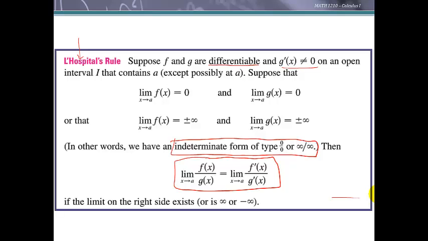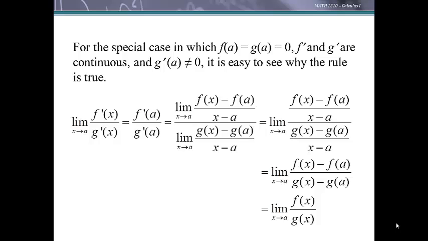All right, let's just look at that for a minute. So if we meet our conditions, our differentiable function and so forth, and our indeterminate form, then we can take the derivative of the numerator and the derivative of the denominator and then try and directly evaluate the limit. I'm going to look at a proof of this rule in the special case, and the general proof is much more involved, and there will be a link to a general proof following this video.